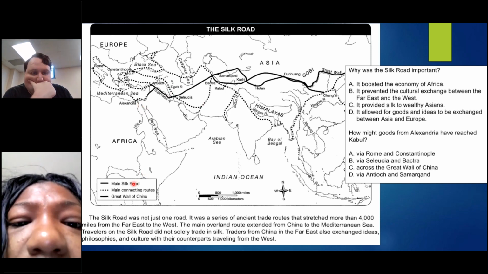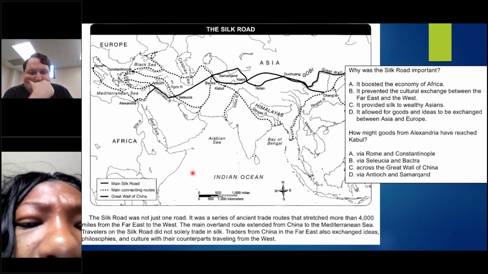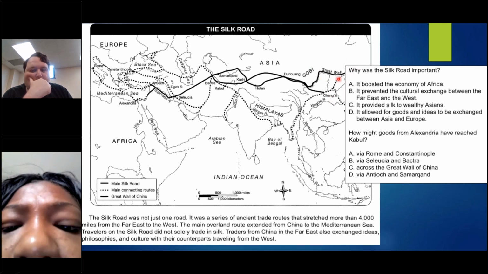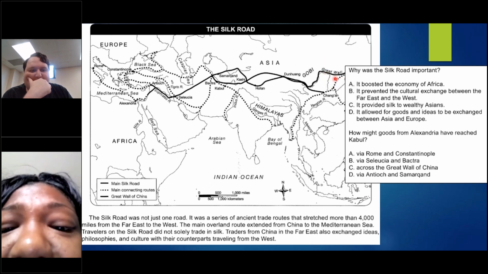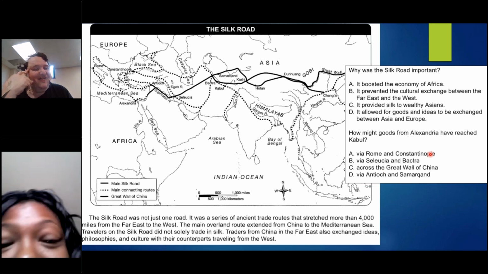It's C, because the Great Wall of China... is it going? Oh no, it doesn't go. It goes near Alexandria. The Great Wall of China is over here. Okay, I don't think I can get this one. I don't know what that is. Via Rome and Constantinople, I don't know what that is. Constantinople. Yeah.